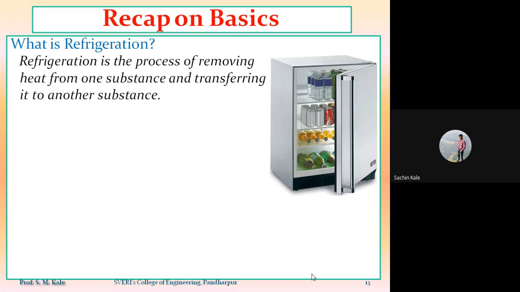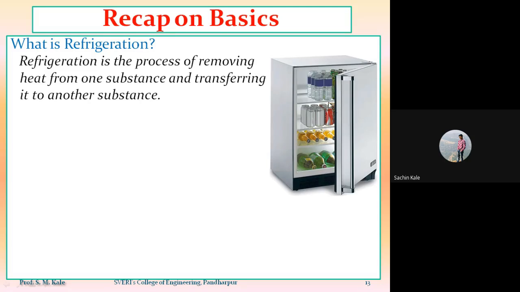So, as we have seen, the definition of refrigeration is nothing but reducing and maintaining the temperature below its surrounding temperature. That means we are absorbing the heat which we want to cool, and whatever heat we are absorbing from the substance which we want to cool, that heat we are transferring to another substance. In this diagram you are observing that inside the fridge there are various cold drinks.